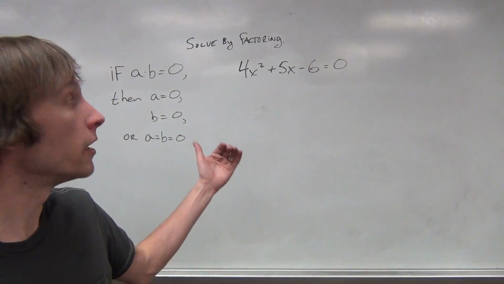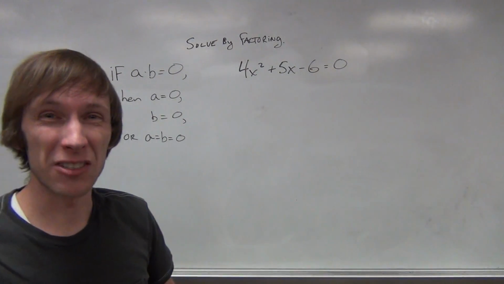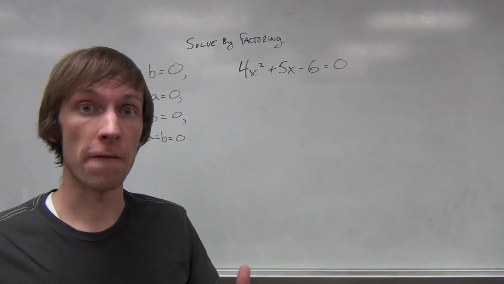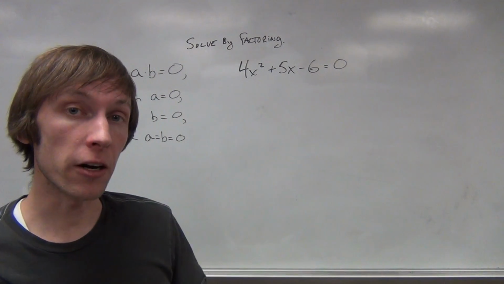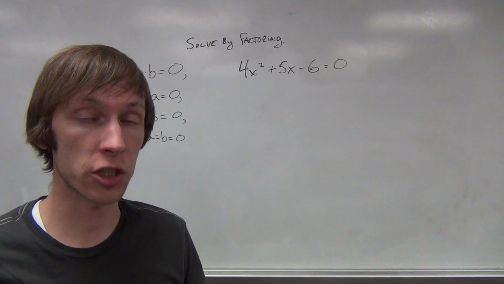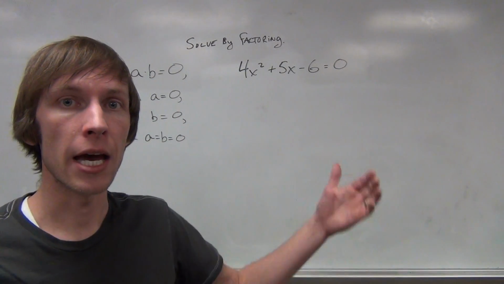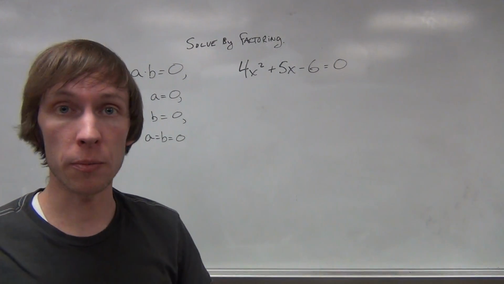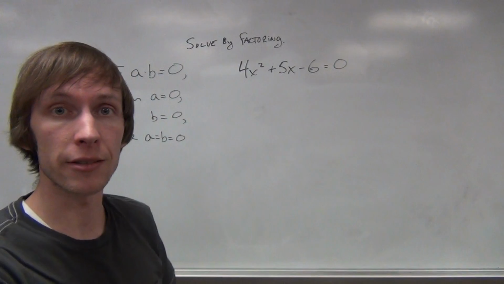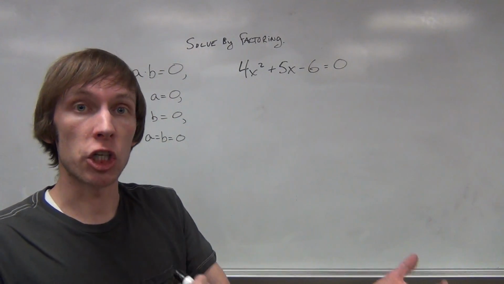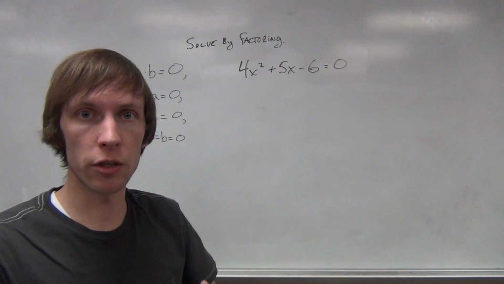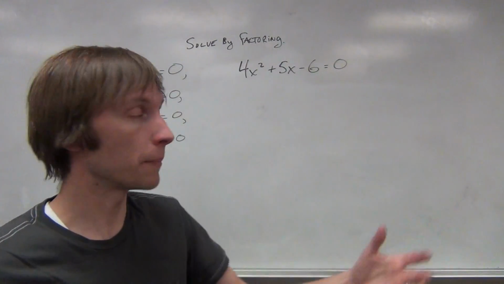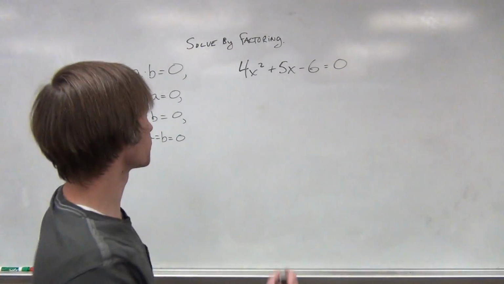So here we have 4x squared plus 5x minus 6 equals 0. In order to solve this, we're going to first factor the left-hand side. It's very important that first we have our equation set up as ax squared plus bx plus c equals 0. So if things are moved around a bit, if the x's are on the wrong side or the constant's on the wrong side, you need to change the equation just like you would to get everything on one side equals 0.